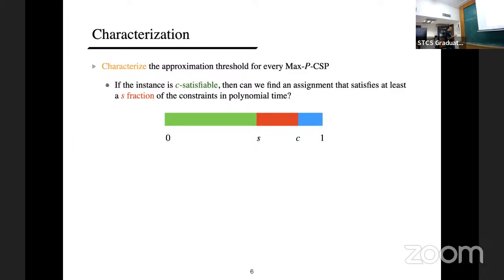So I can give you (c, s)-Max-P-CSP. Here you are always guaranteed that the input has an assignment that satisfies c fraction of the constraints, and you want to find an assignment that satisfies as many as possible, and we are happy if you give me an assignment that satisfies s fraction of the constraints.